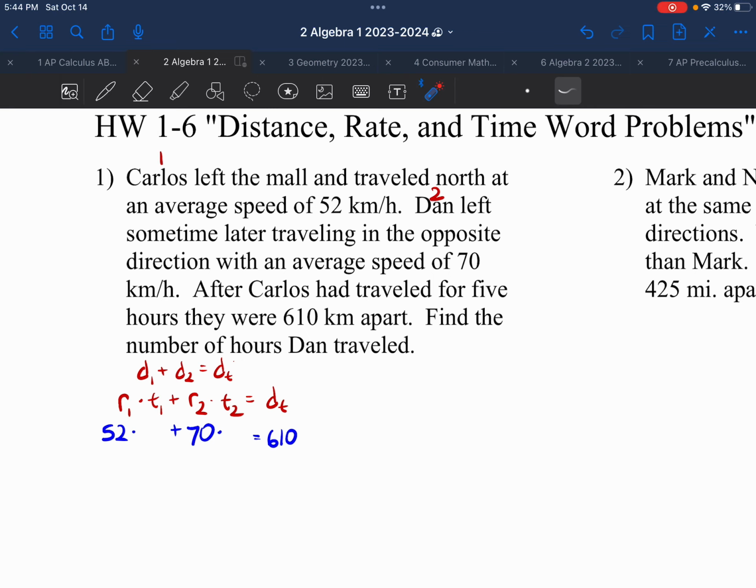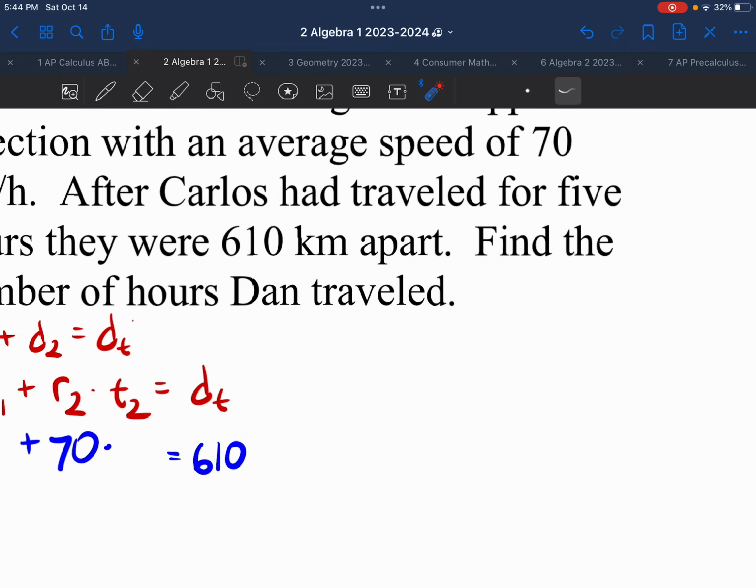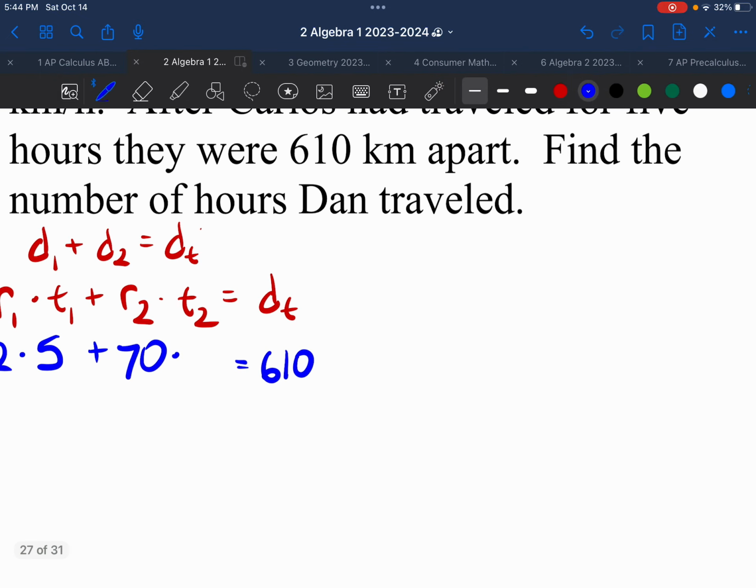So what do we have? After Carlos traveled for 5 hours. So that means Carlos is traveling for 5 hours. Remember, Carlos is number 1. So 5 hours is going to be time 1. You come down here and say 5 hours for Carlos. And we are looking for, find the number of hours Dan traveled. So we're looking for number of hours or time for Dan, which is 2. So we're just going to leave this as T2. You can call it T if you want, or X, or any variable that you want.